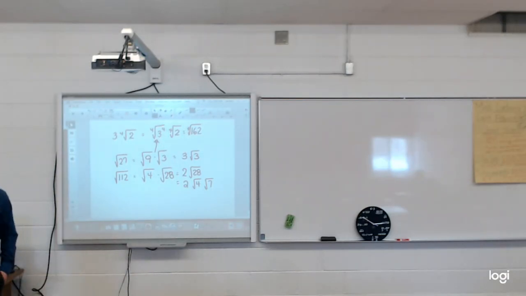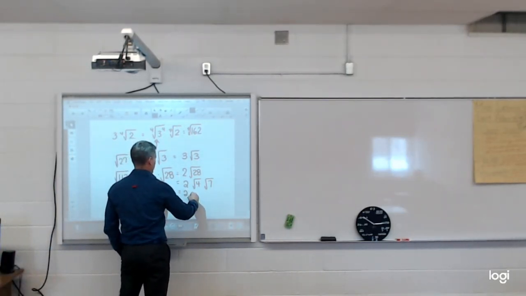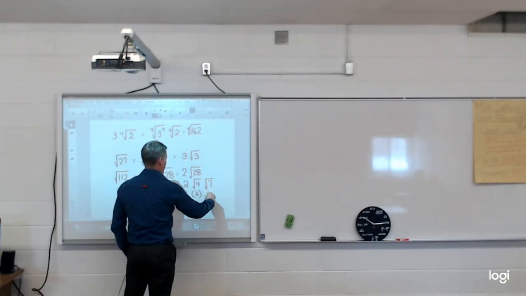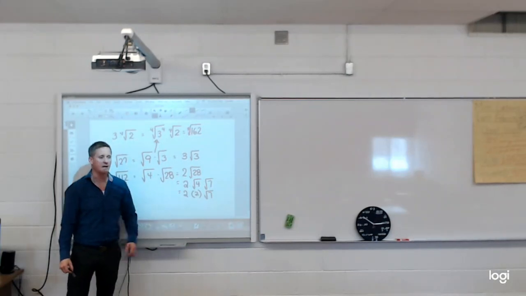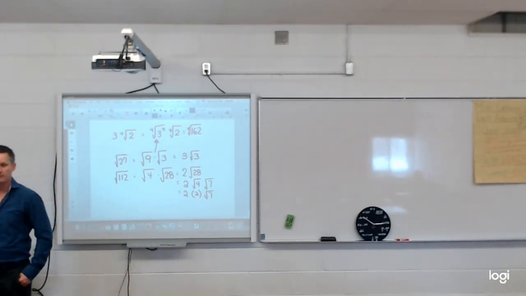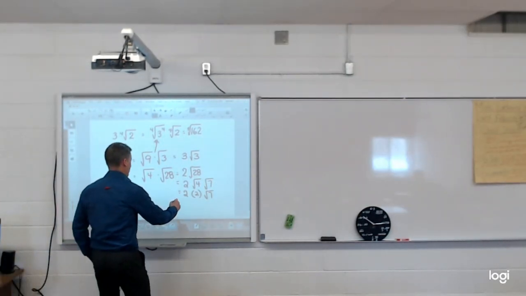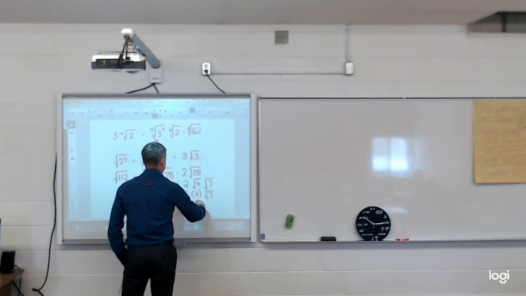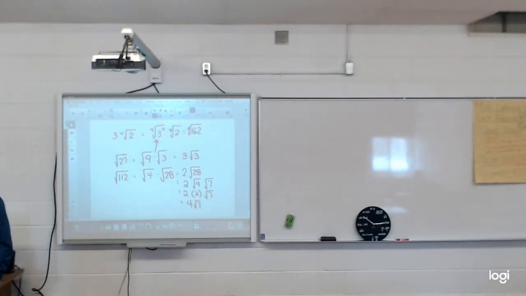We following so far? Yeah? What is the square root of 4? 2. Okay, so now I have 2 times 2 times root 7. What's 2 times 2? 4. 4 square root 7. Okay?